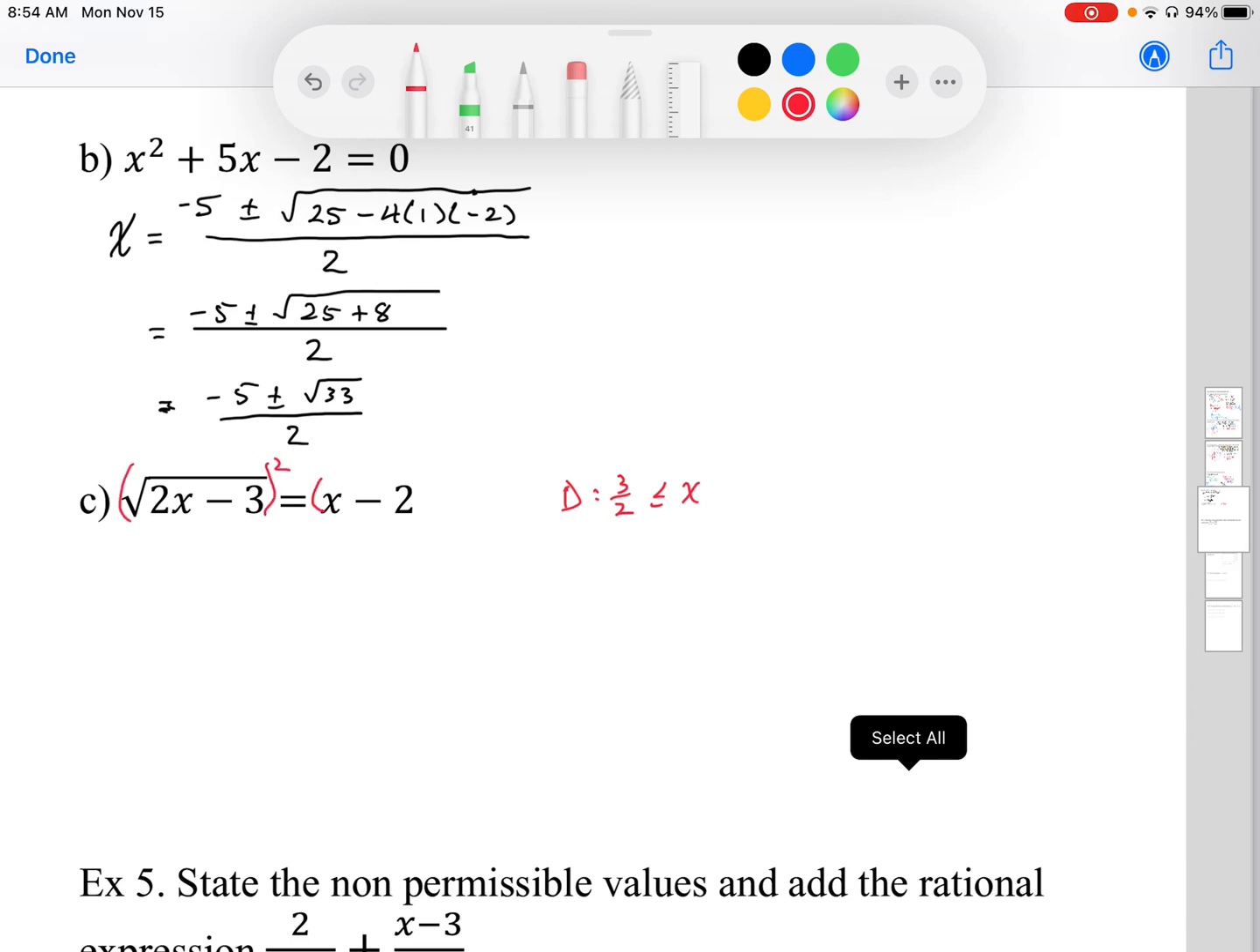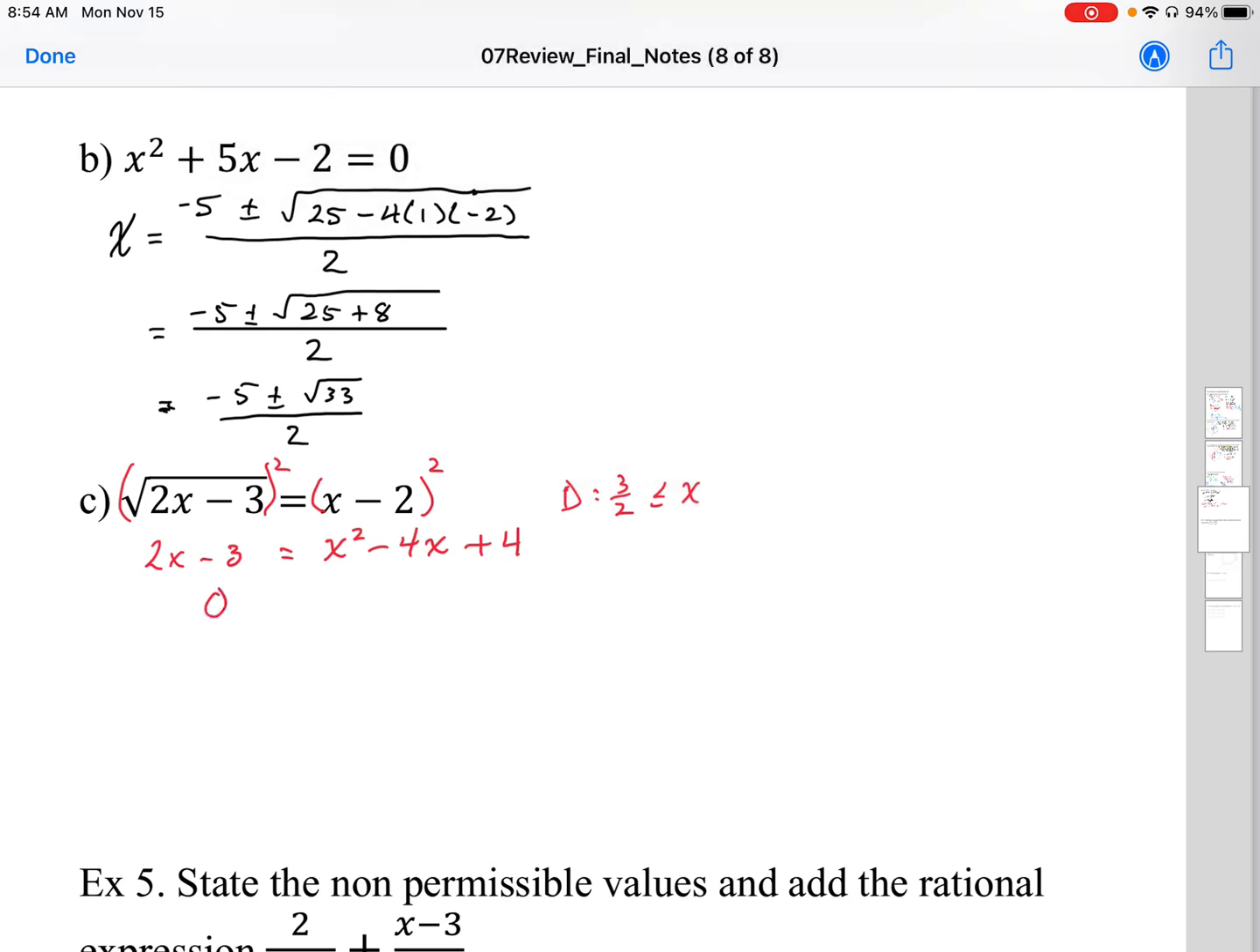We need to solve this by getting rid of the square root. So we undo the square root by squaring, and then we need to square this side. When we undo the square root, we're just left with 2x minus 3. When we square this side, we have to remember that we can't square across the negative, so we have to multiply or distribute this out. x squared, x times -2 gives me minus 4x, and -2 times -2 gives us plus 4. So we have a quadratic equation here, so we're going to make this equal to 0.